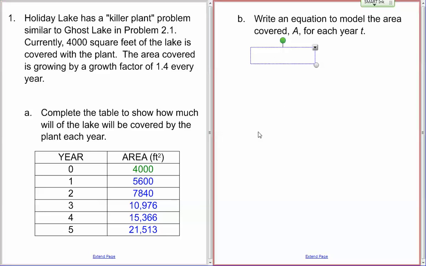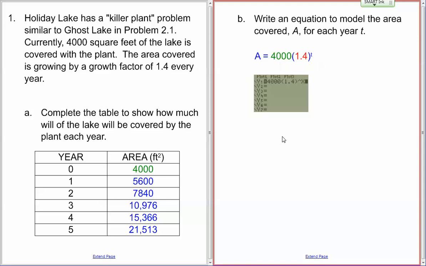All right, there we go. So we know that it's always the initial amount times the growth factor to the power of x, or in this case t, because I was told to use t for time, or the number of years that has passed. So 4,000 times 1.4 to the power of t. I went ahead and punched that into my calculator. There's the equation. And when I look at the table in the calculator, it should match the table that I've created over here. And it does.